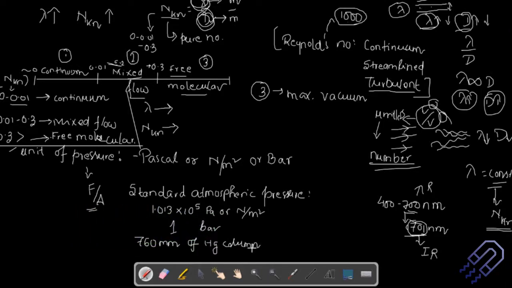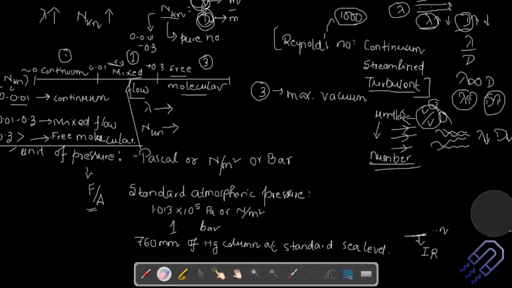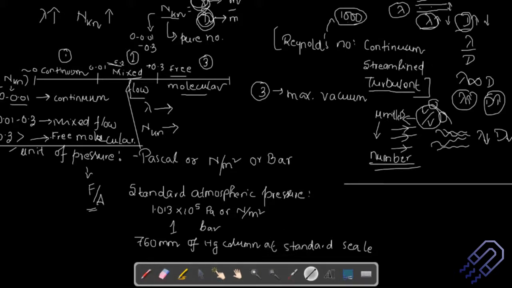You might have read a lot of sentences on this. At standard sea level, so maybe I can just rub some things here. So this is what pressure is all about, and what we are talking about here is standard atmospheric pressure: 760 millimeter of mercury column at standard sea level. So what does it mean?